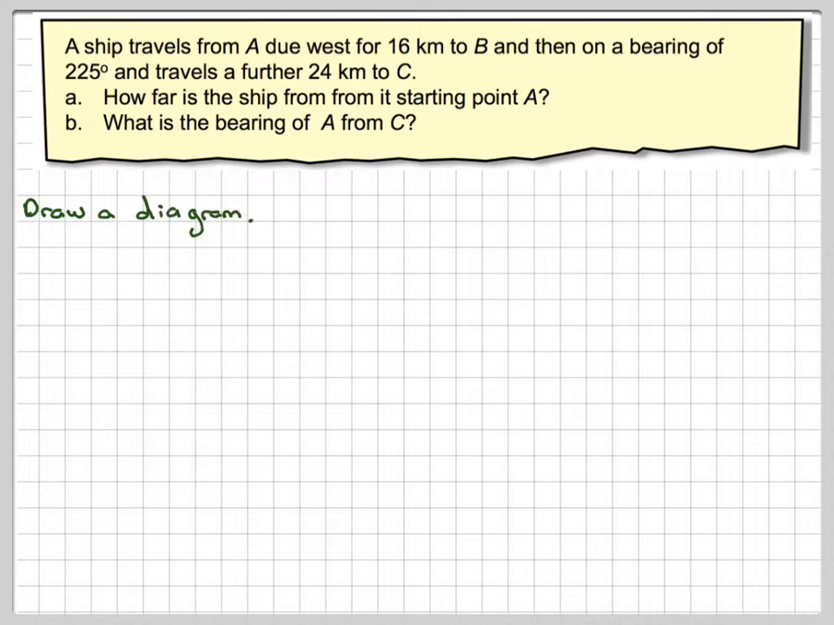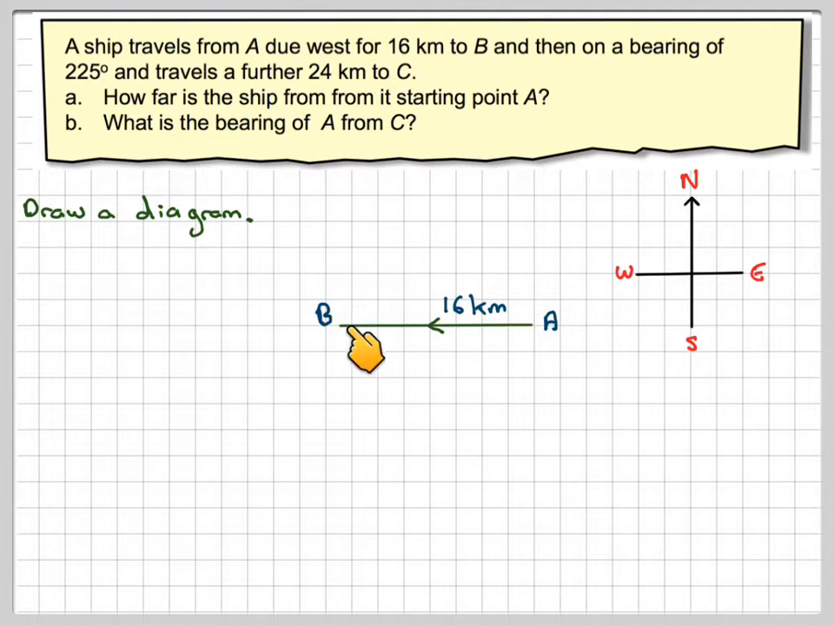So obviously the most important thing is to draw a diagram. If we just draw the points of the compass first, that sometimes helps: north, south. Now, one way to remember this is Wales comes before England. I'm not Welsh. So we'll have a starting point A. We're going to go west, so we're going to go that way. So we go in a straight line west for 16 kilometers till we get to B.